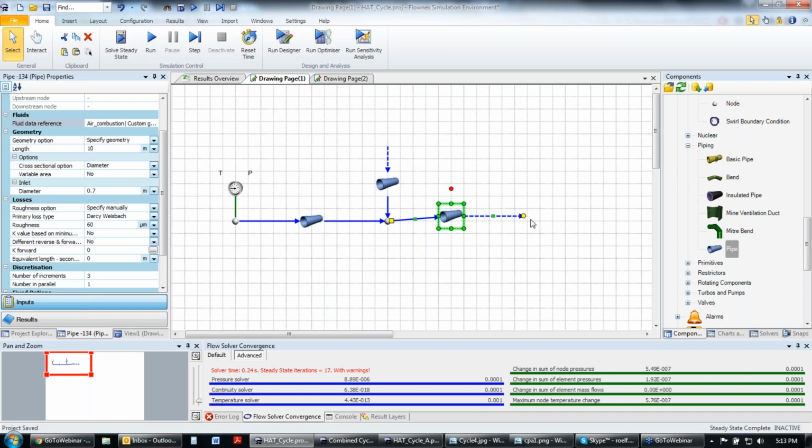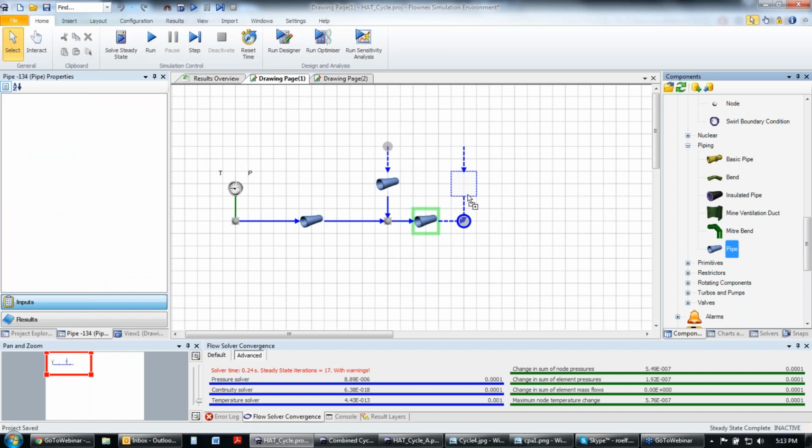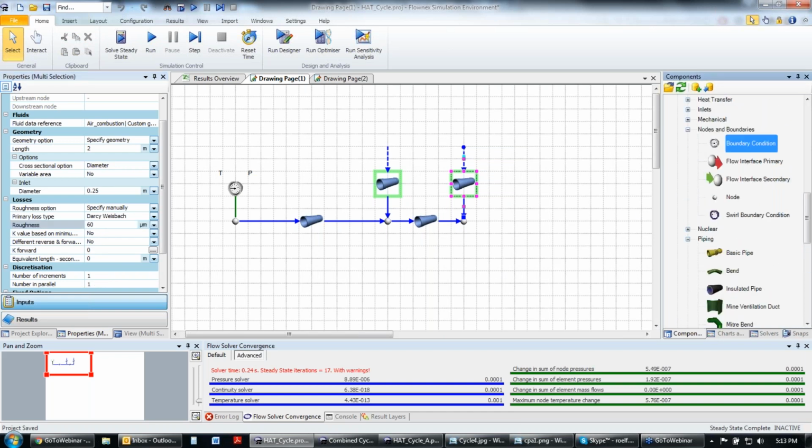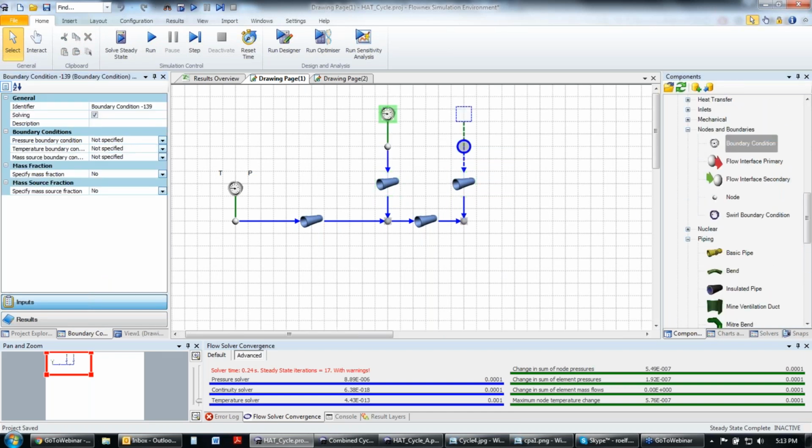So I can copy and paste this pipe, and then again have another pipe included. And I can add properties to both these pipes simultaneously by just multi-selecting them, and let's say a length of 2 meters, 0.25 for the diameter, roughness 60, and let's leave the increments at 1. Okay, so next up, I need to add boundary values again.